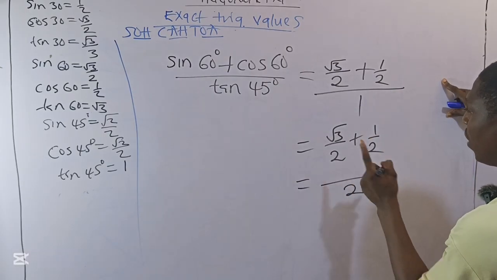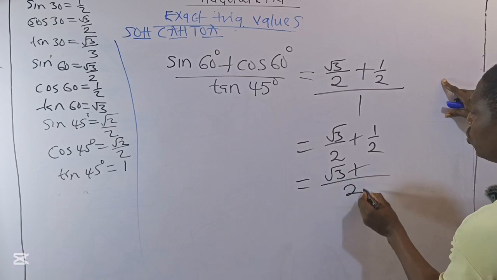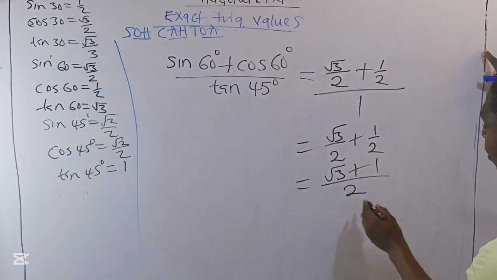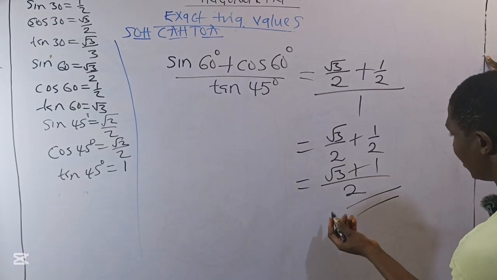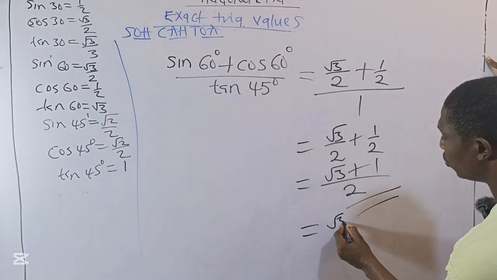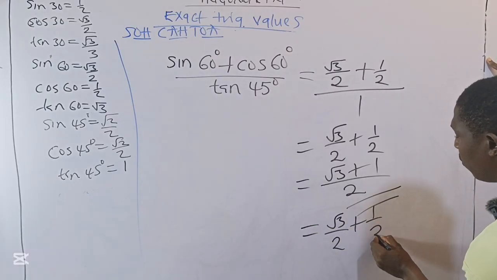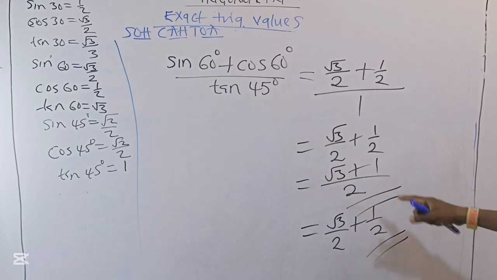2. 2 into 2, 1. 1 times root 3 is root 3. Plus 2 into 2, 1. 1 times 1, 1. And this is my answer. If you choose to, you can still split it as root 3 over 2 plus 1 over 2. Any of them is correct.